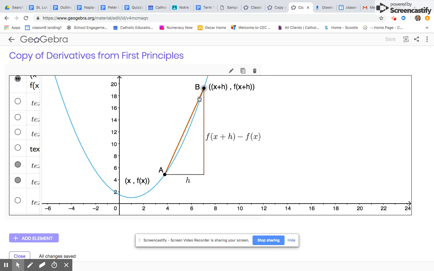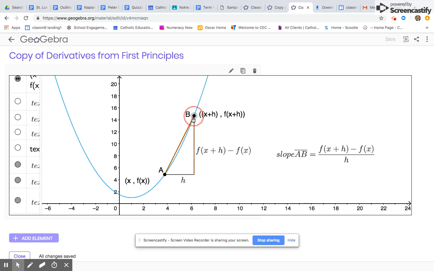So if we were looking at the gradient of this line, which is just the rise over the run, the rise over run is this divided by that, and that's exactly how we get this formula. The slope of AB is f of x plus h minus f of x, over h. And as this becomes closer and closer, we get a better and better estimate.